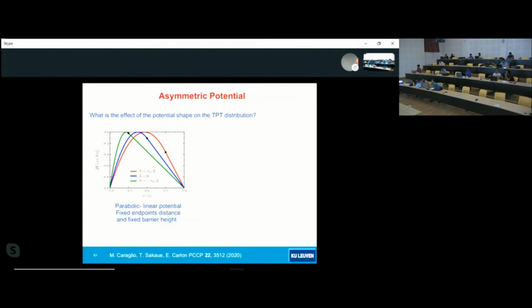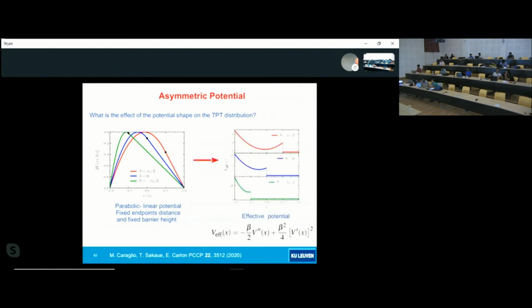And now if you do the effective potential, the equivalent quantum mechanical potential for this problem, you're solving your Schrodinger equation in the potential which is shown on the right side. Okay, so the formula for the effective potential is shown again here at the bottom. It contains the second derivative and first derivative of the original potential.